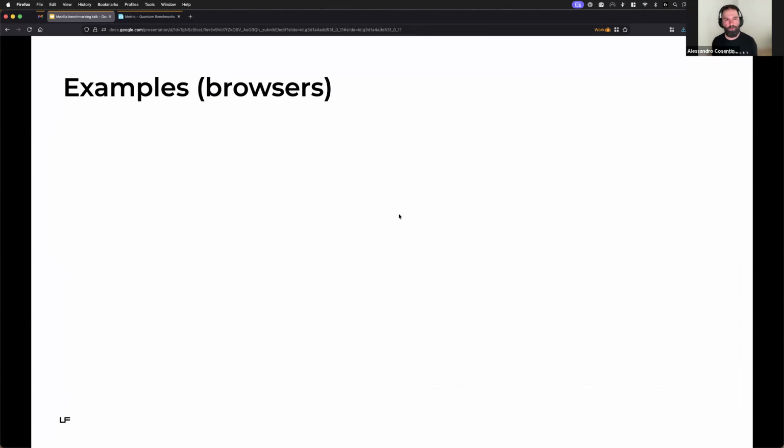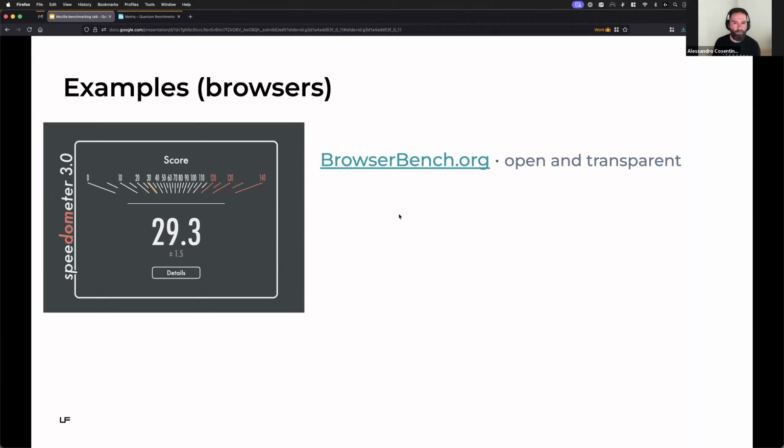Something maybe closer to Mozilla and to web developers in general, if there are any on this call, or actually more to browser developers. You may all be familiar with Browser Bench. As far as I understand, that's actually open and transparent, runs lots of tasks on your own browser, and you can check the score that you get at the end.